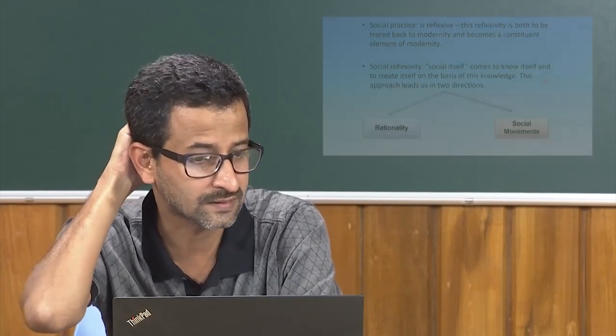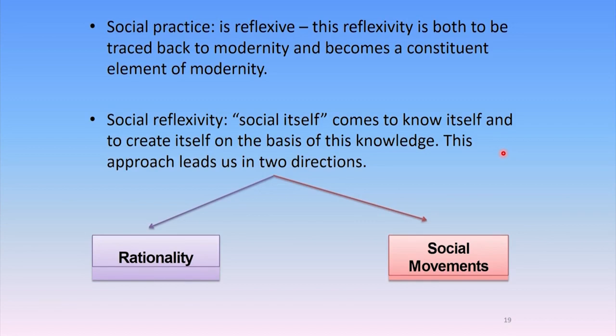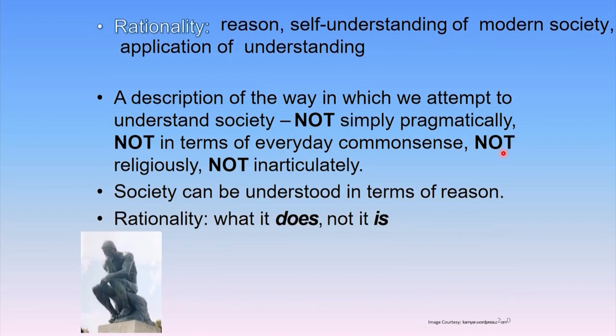This social practice is a reflexive one, and this reflexivity is both to be traced back to modernity and becomes a constituent element of modernity. I mean, in such social reflexivity, society itself comes to know itself and to create itself on the basis of this knowledge. And this approach leads us in two directions, one is rationality and the other social movements. We will go one by one. Okay. First, there is the development of what we call rationality. This is a critical theme.